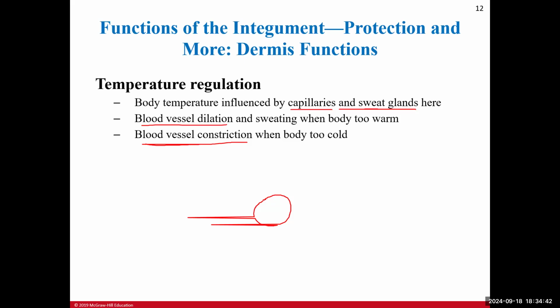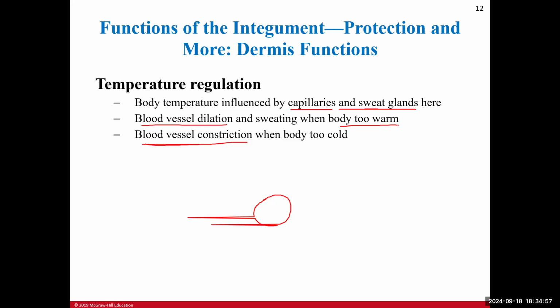Dilation is when the diameter of your blood vessel gets bigger. So that vasodilation allows for more blood. If we have more blood flowing in that area, we can release more heat. So that's what we're going to see when our bodies get too warm.